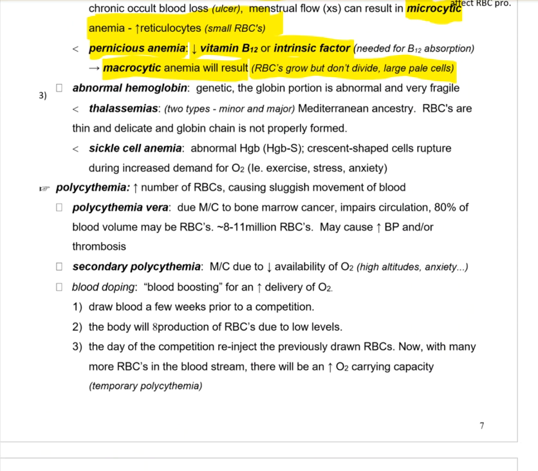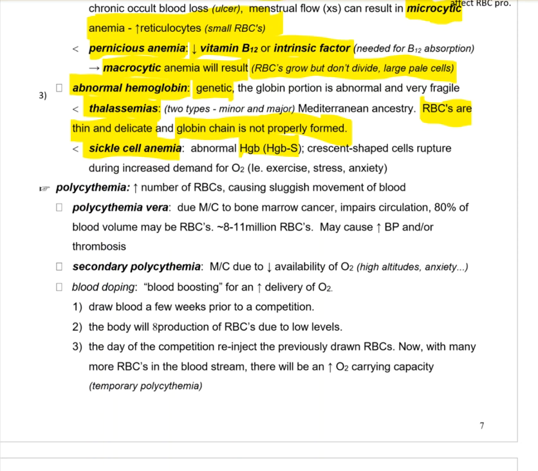Now, the third one is abnormal hemoglobin. Abnormal hemoglobin usually is derived from genetic conditions, and for reasons due to the way the proteins are made, the globin portions are unstable. So there are two types. There's thalassemias and sickle cell anemia that we'll discuss. There are others, but in thalassemias, the red blood cells are thin and delicate, and the globin chain is not properly formed. And in sickle cell anemia, there's an abnormal hemoglobin called hemoglobin S.